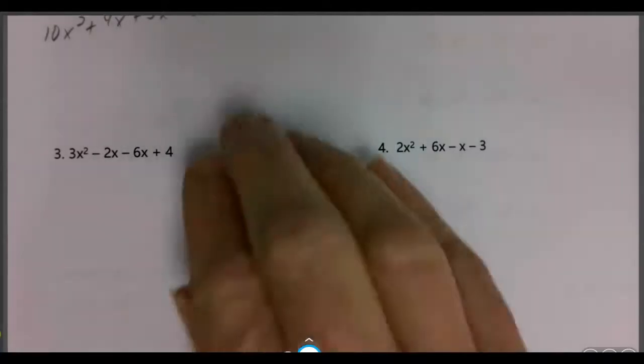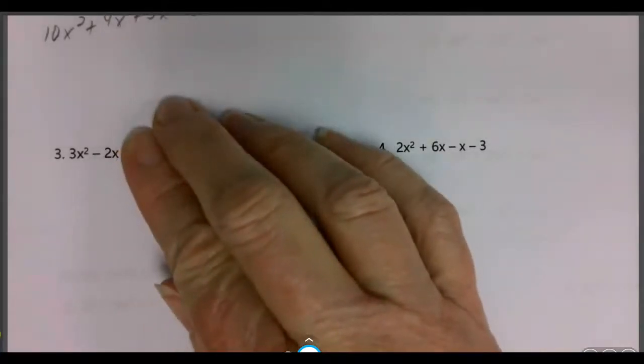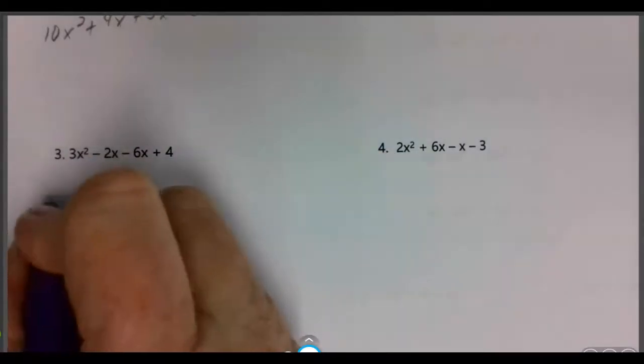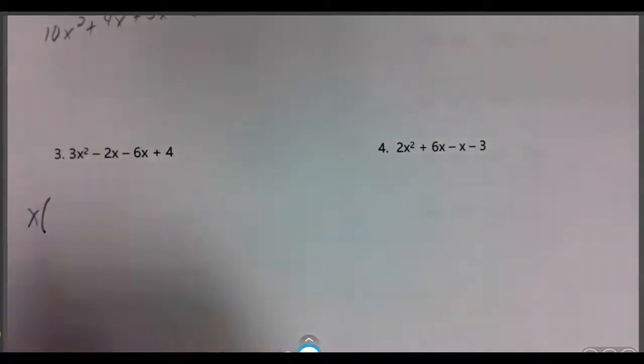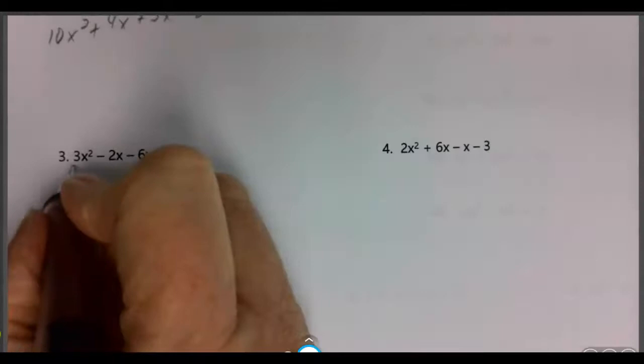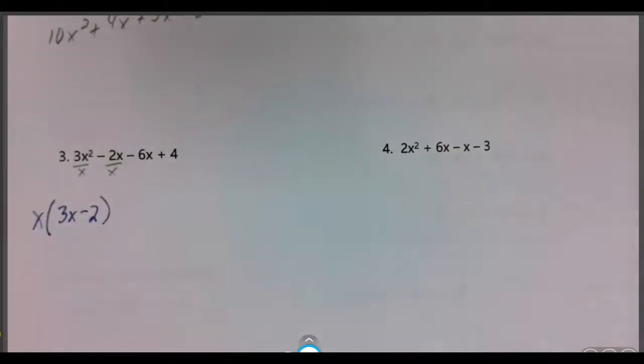Okay, here we go. We're going to divide it in pairs. Look at that first pair. What's the greatest common factor? X. That's right. Divide them both by an x. I get 3x minus 2. And again, you can always divide by x. Just put it right there.